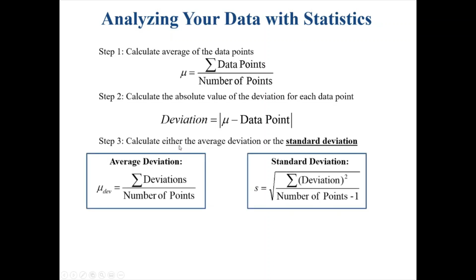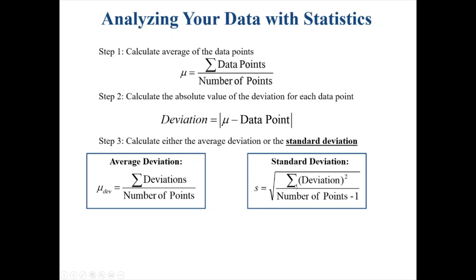And then we can do 2 things. We can either calculate the average deviation or the standard deviation. Now, in this experiment, it doesn't ask for the average deviation, but you should know this for the quiz in case we ask it. And the standard deviation it does ask for, and you will calculate. So the average deviation is relatively simple. All you have to do is take the deviations, add them up, and divide by the total number of points. So for all the deviations you have, you're going to take the average of those deviations.